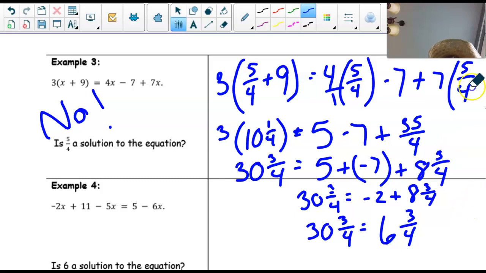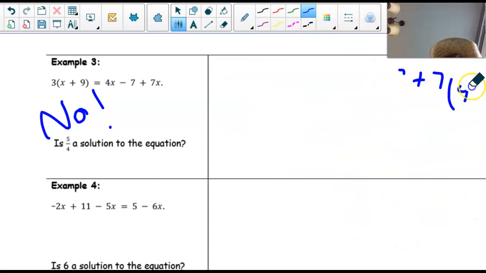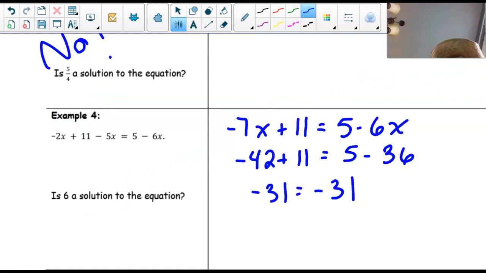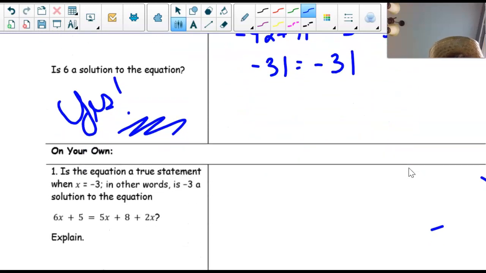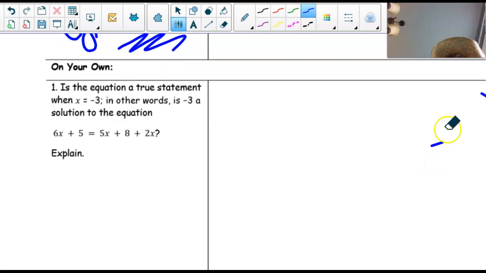Okay. All right, example 4. Is 6 the solution? So go ahead and stop the recording if you haven't already and figure it out, then come on back. Okay, so hopefully you were able to get -33 equals -31. So yes, 6 is a solution to that equation. Okay. Can you combine like terms and actually solve for x? Yes, we're just trying the substitution method right now, but then that's exactly where we're going.